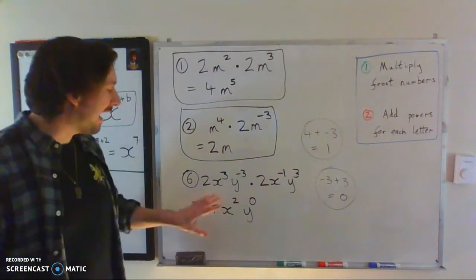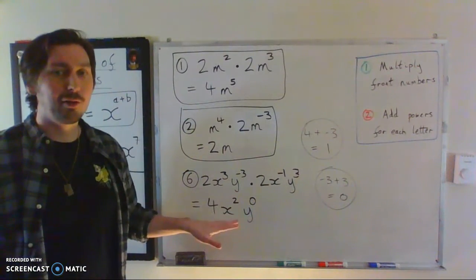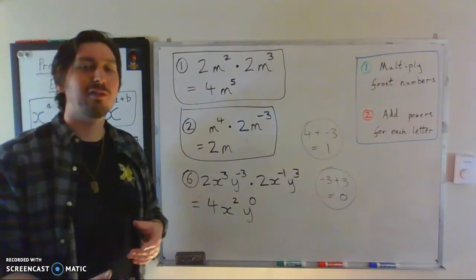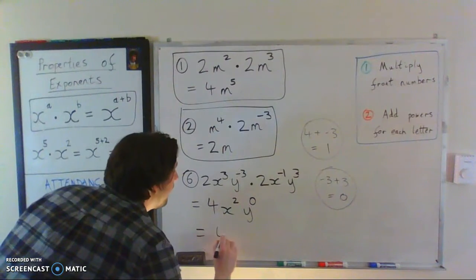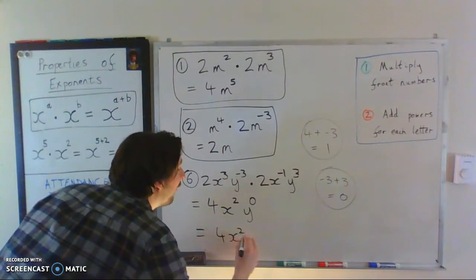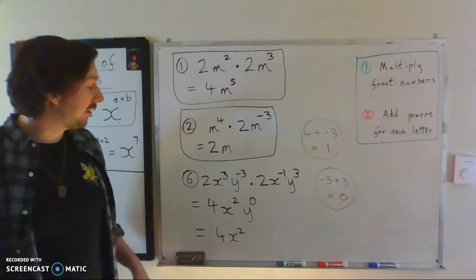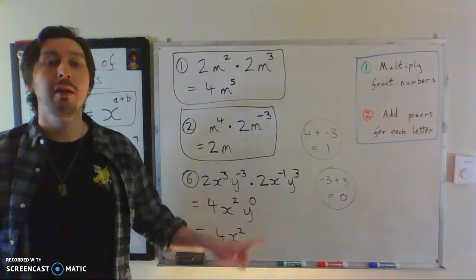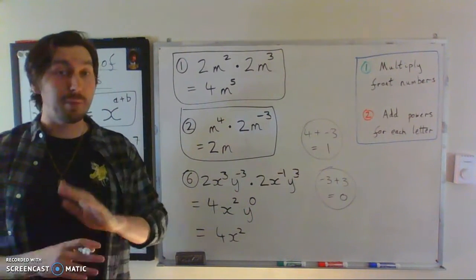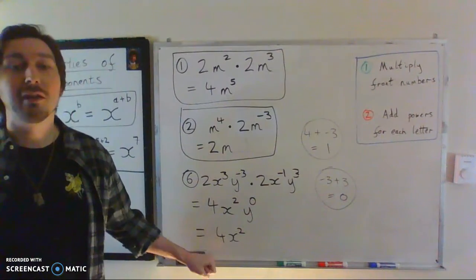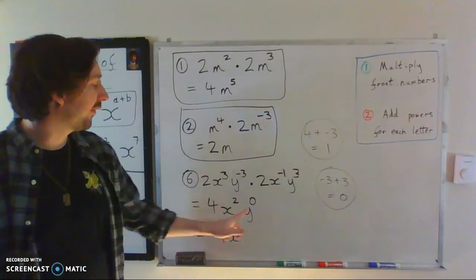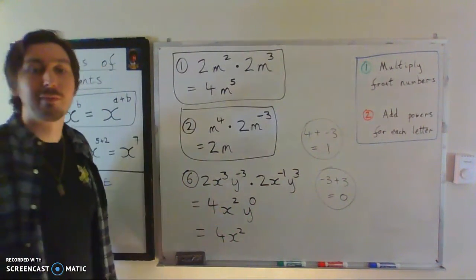Now, that's perfectly correct as an answer, but if you want to take it the extra step and simplify, you should. My answer is going to be 4x^2. That's because y to the power of 0 is 1. Anything to the power of 0 is 1. So it basically just disappears in this case, because 4 times 1 is still 4. Stays the same.